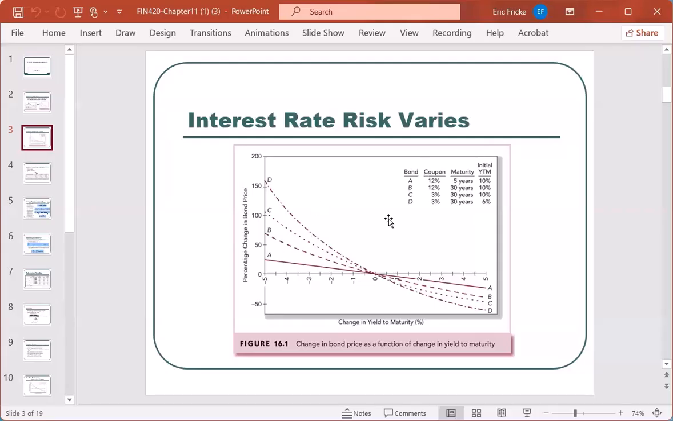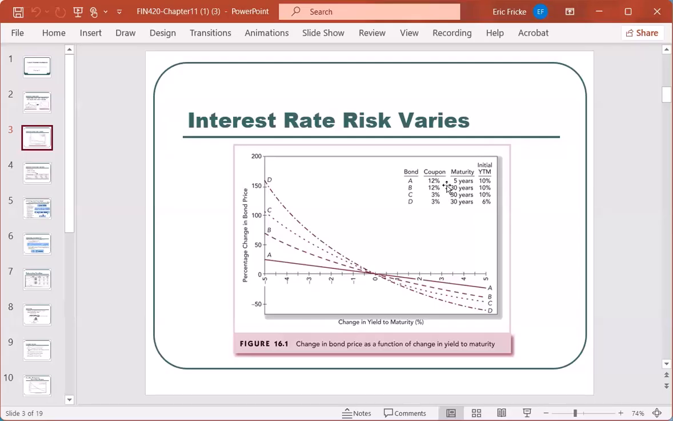And if we look over here on this table, you can see the main difference between B and A is the maturity. A is a 5-year bond and B is a 30-year bond. So the longer the maturity of the bond, the more sensitive the bond's price is to interest rate changes. So another way to say that is the longer the term the bond is, the more interest rate risk there is. Okay?